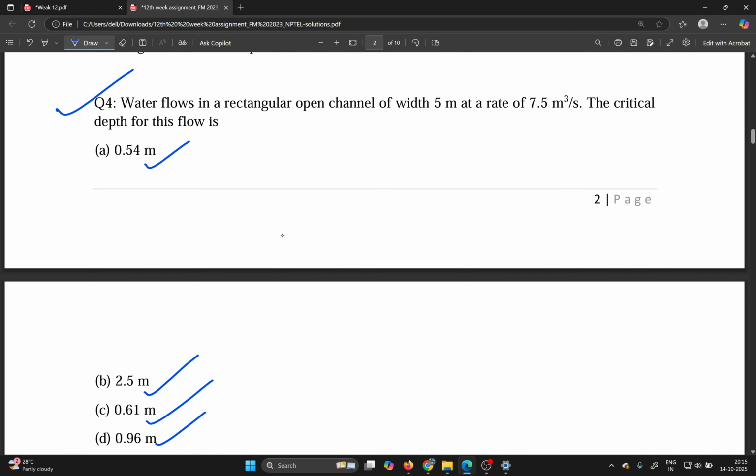Okay. So, a rectangular open channel. You have the width, which is 5 meters, and the flow rate is given as 7.5 meters per second. The critical flow depth, yc, you need to calculate here.